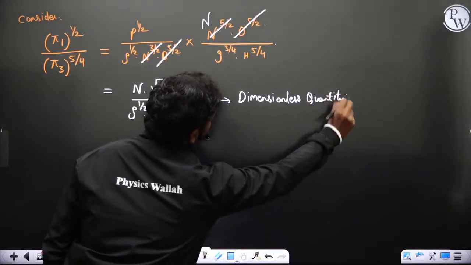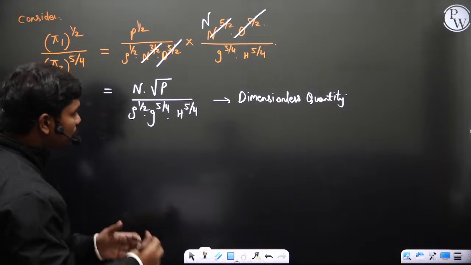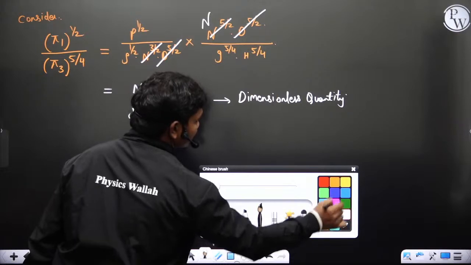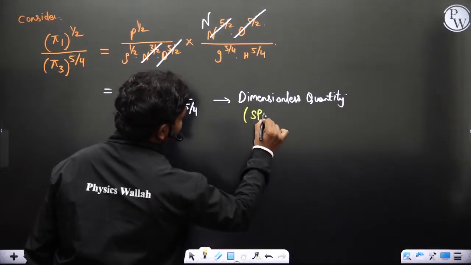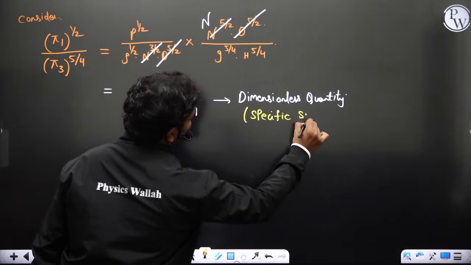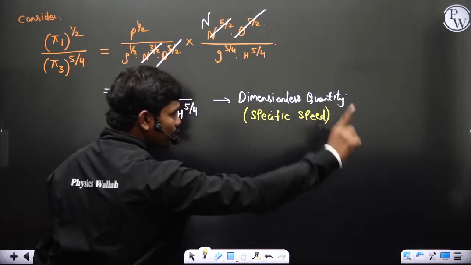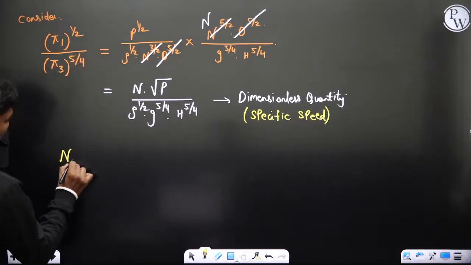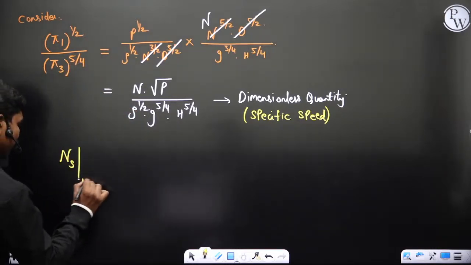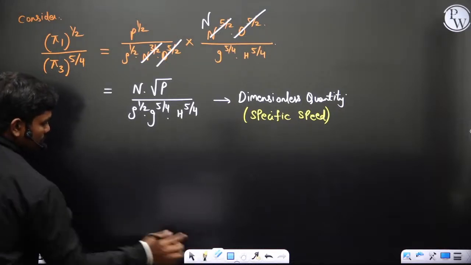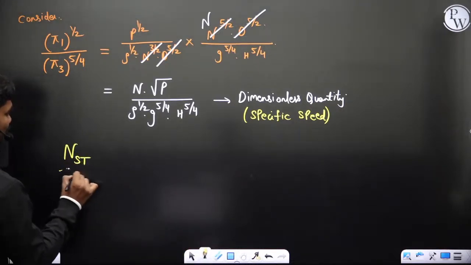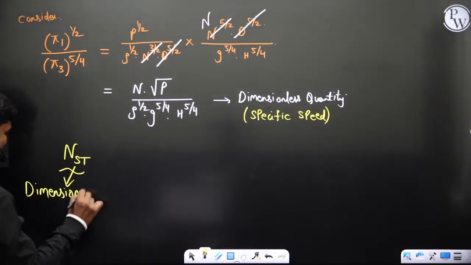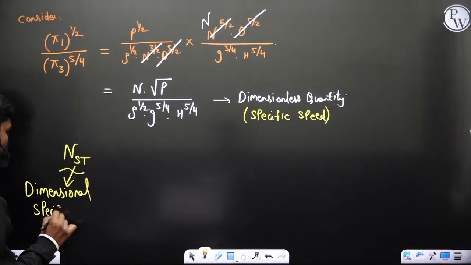This is just a simplification, and it is called the dimensionless specific speed. So what is this specific speed? You know, specific means per one unit, like specific volume, specific entropy. You have seen a lot of things. Now for turbines, normally we call this Nst. So this quantity is actually the dimensional specific speed of a turbine.